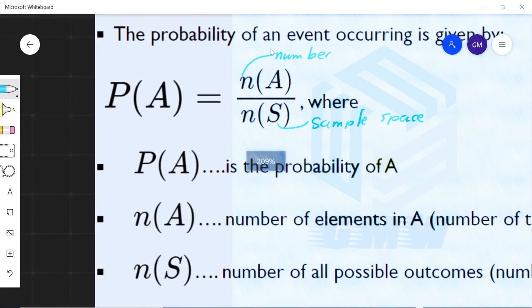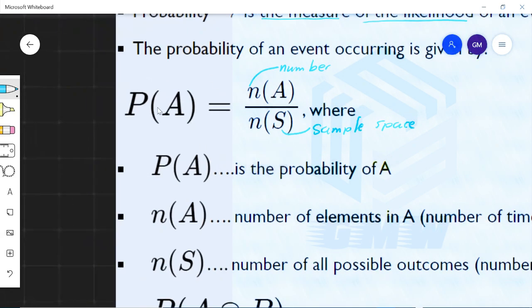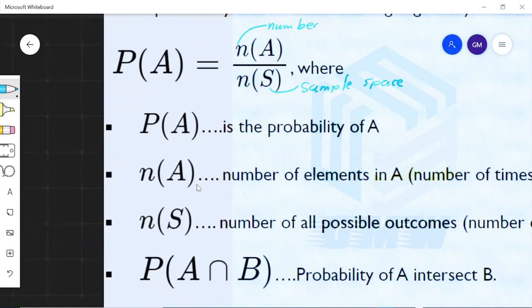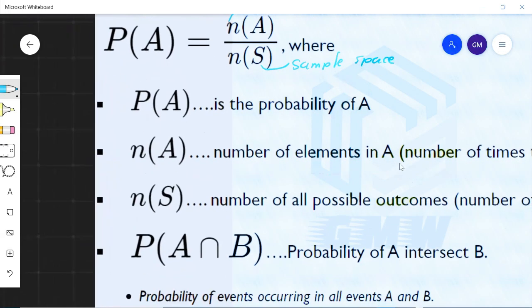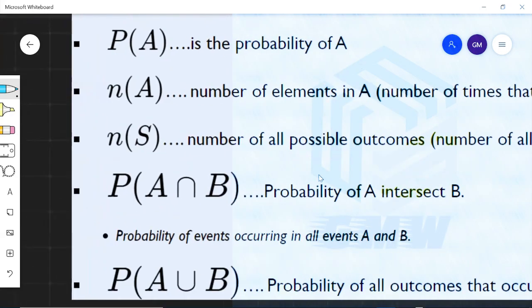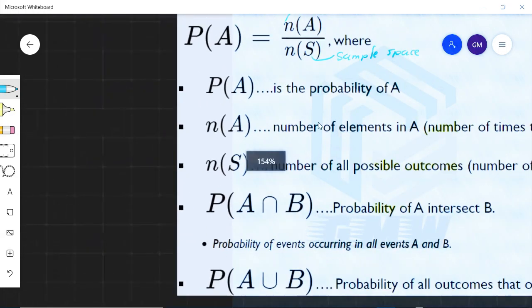I am now defining the things you see in the formula, and I'll give you an example of what is happening here. N of A means the number of elements in A, or the number of times A is appearing. Then here, the number of all possible outcomes. That's what you have from this formula.